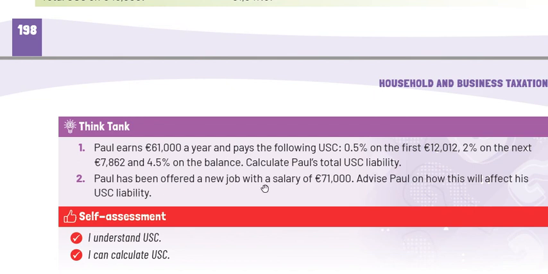Another question here then. Paul has been offered a new job with a salary of 71,000. So advise Paul on how this will affect his USC liability. He was earning 61, now earns 71. Now remember, the more you earn, the more you pay. So obviously there's going to be more now for that 4.5%. So do the calculation again. Advise then, is it worthwhile? How much more would he be paying in taxes for that extra 10,000?